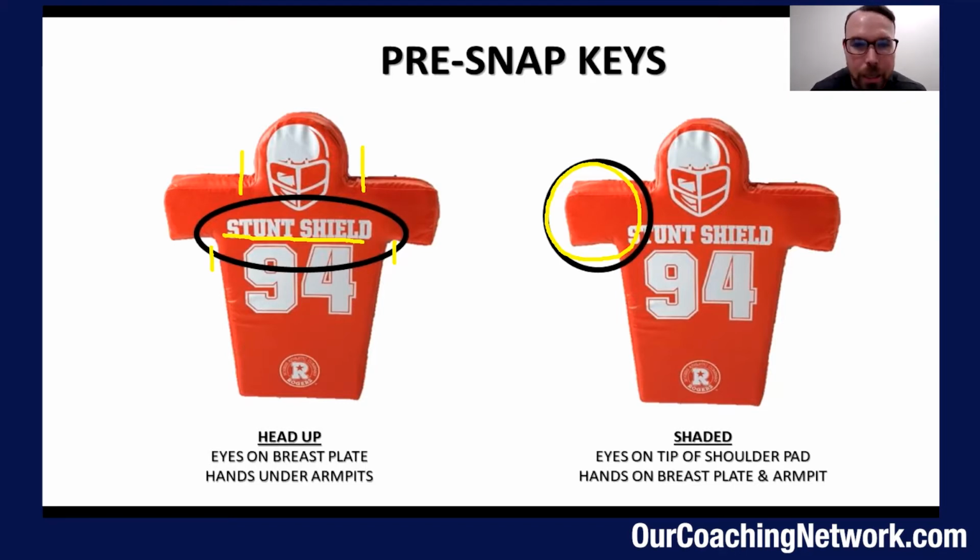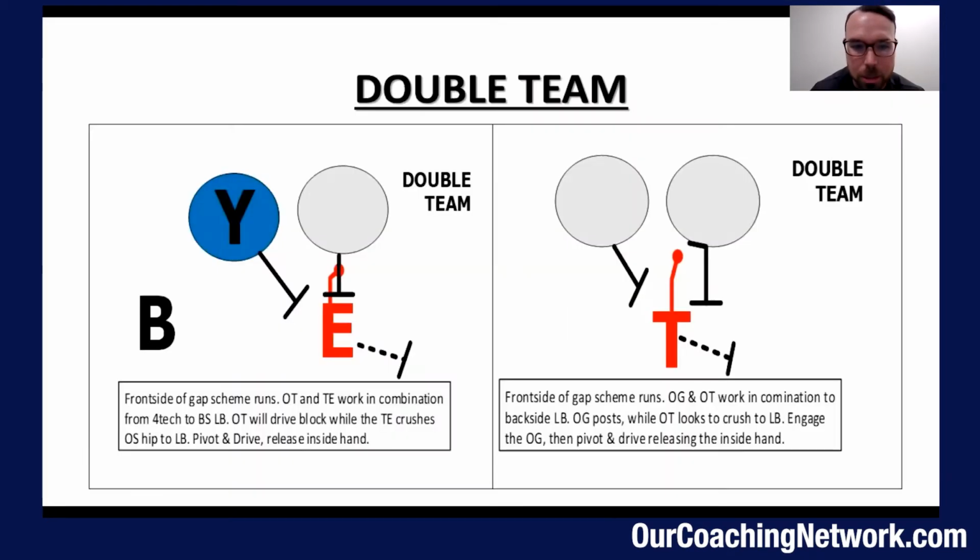So with that in mind, the first block reaction I want to go over is the double team. The double team is the front side of any gap scheme run. For a 4 technique or a 5 technique, it involves the tackle and the tight end. For a 3 technique, it involves the guard and the tackle. For a shaded nose, it's going to involve the center and the play side guard.